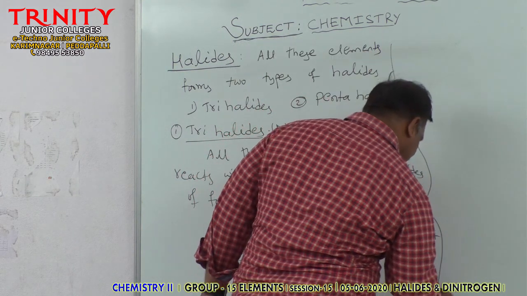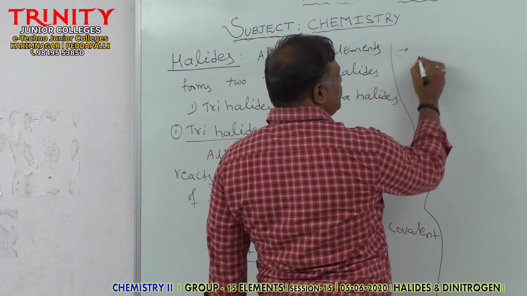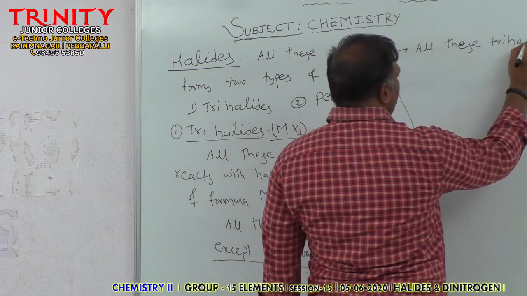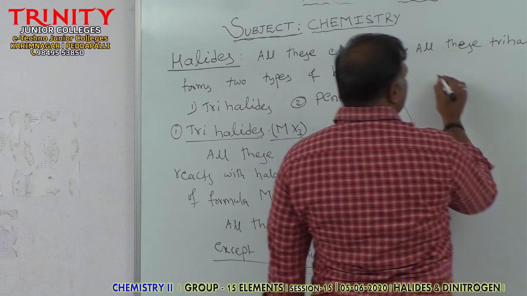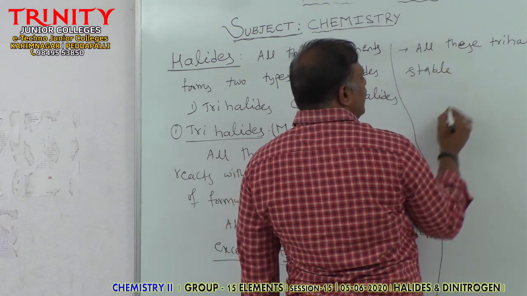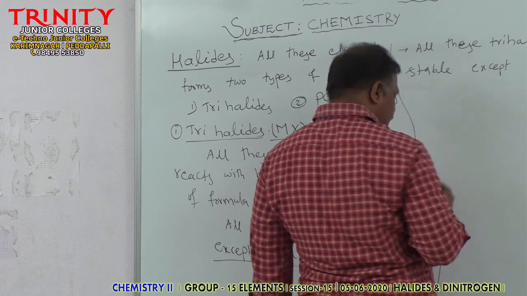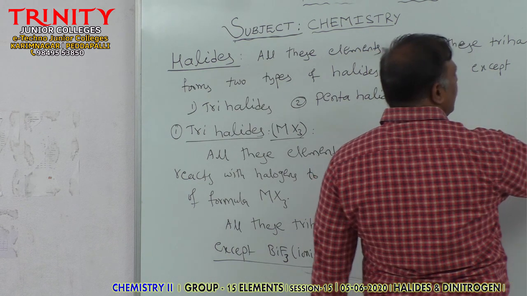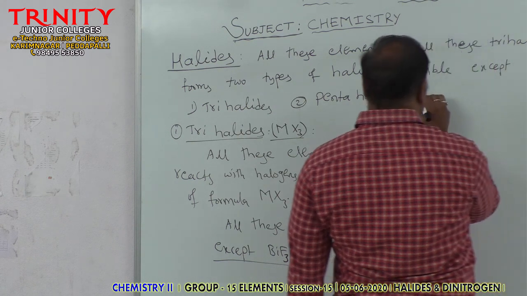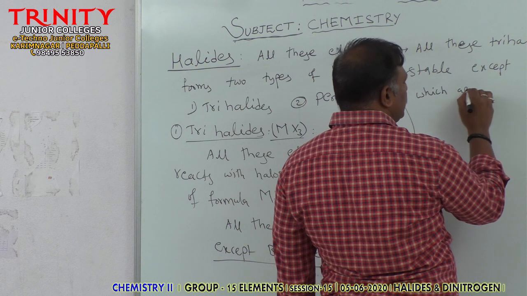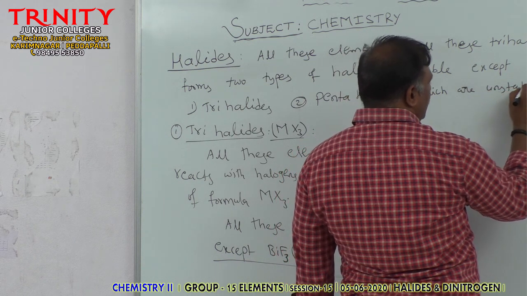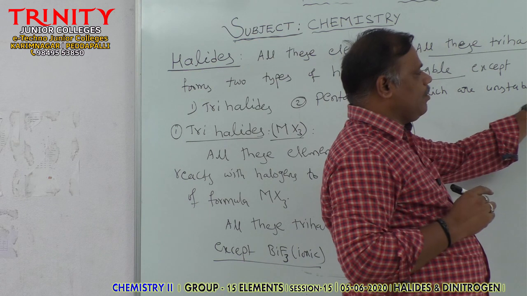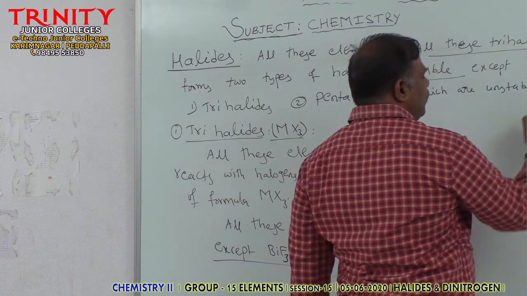Then next point. All these trihalides are stable except NCl3, NBr3 and NI3, which are unstable.